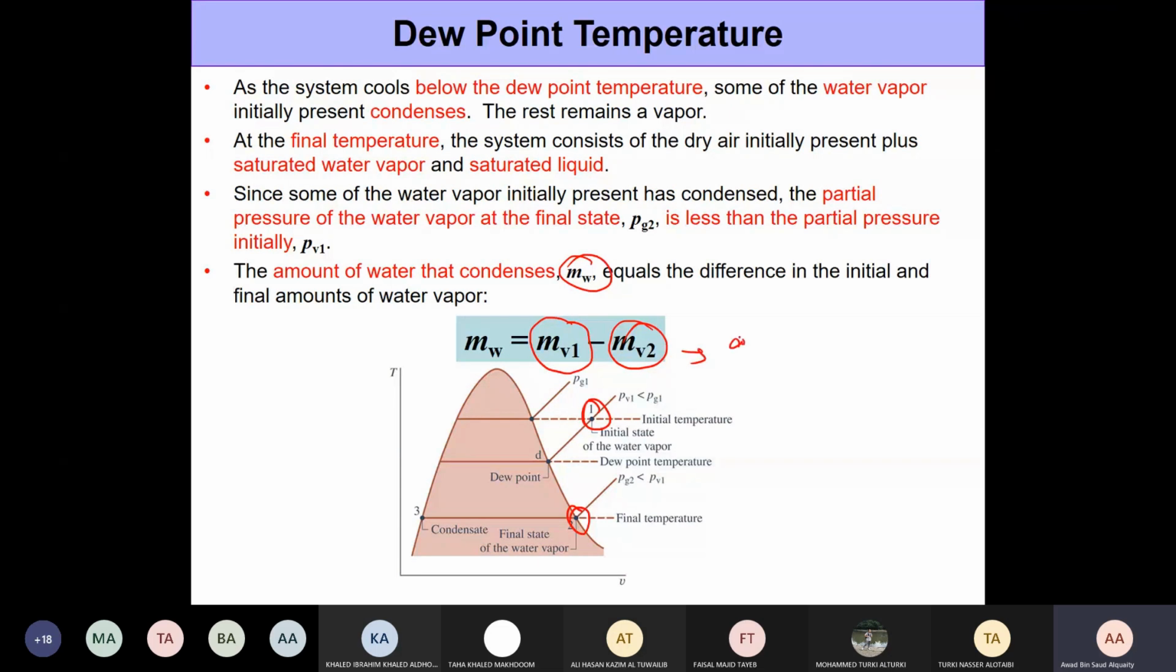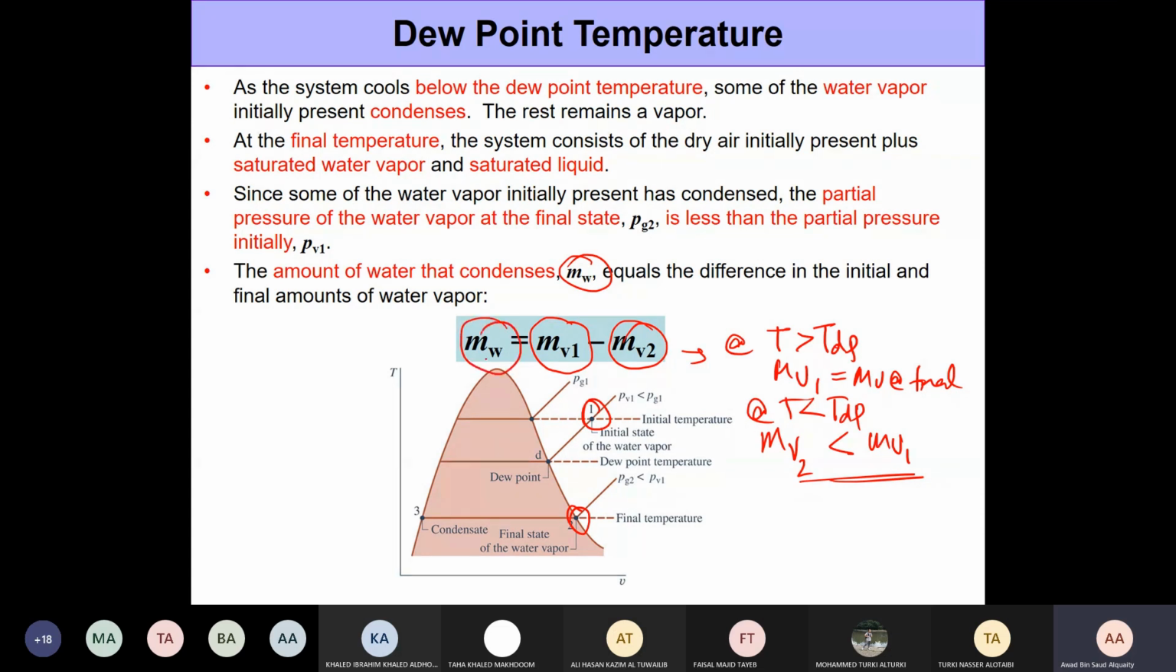And as long as temperature is greater than the dew point temperature, the mass of water vapor at state 1 is going to be equal to the mass of water vapor at the final state, whatever it is. Once you go to a temperature below the dew point, that's when condensation starts to happen. That is when the mass of water vapor at the final state, let's call it state 2, is going to be less than the mass of water vapor at state 1. That's when the difference is going to occur, and this difference is basically what forms the liquid water.